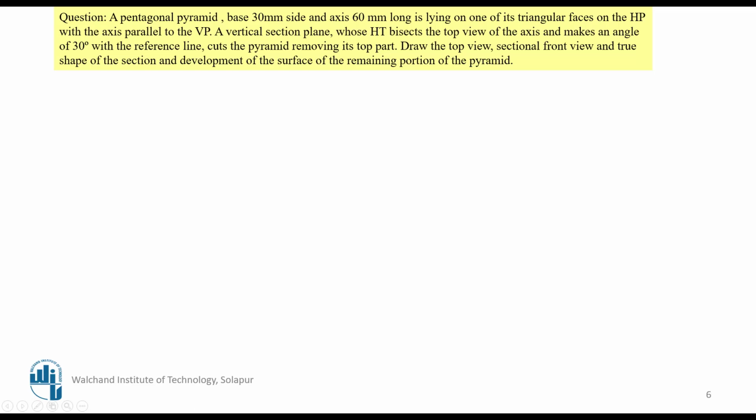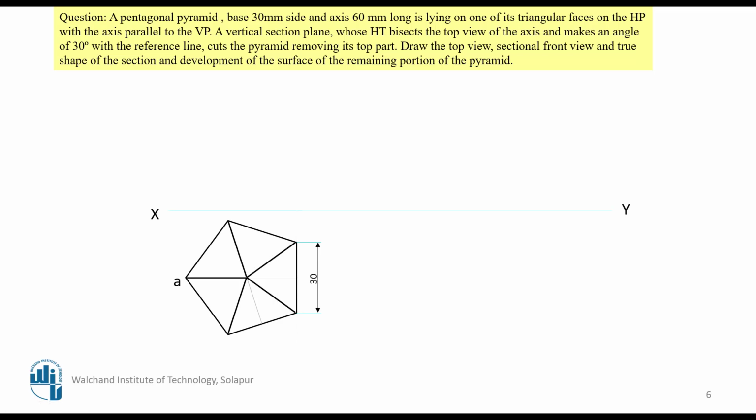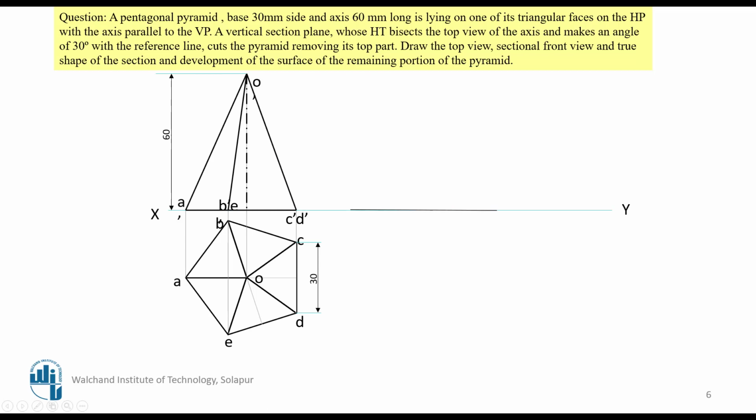So draw the top view, sectional front view and true shape of the section and development of the surface of the remaining portion of the pyramid. So this is a problem of section of solid plus development of surfaces. So I am not going into the details of projection of solids. This is just a given condition, 30 millimeter pentagonal pyramid. Top view and front view I have directly drawn because it is a simple case of projection of solids.